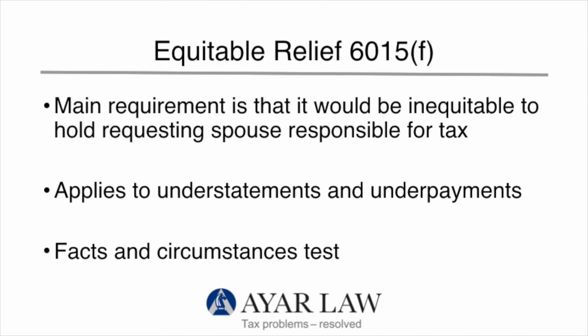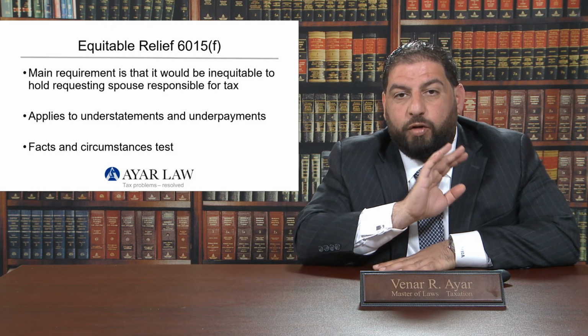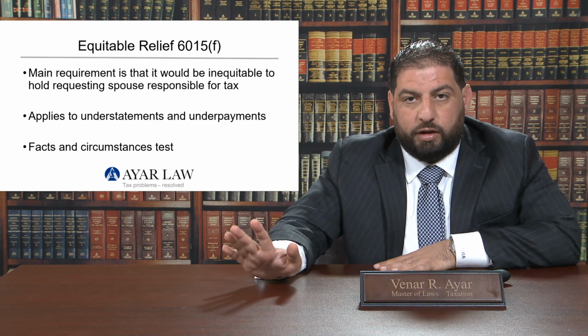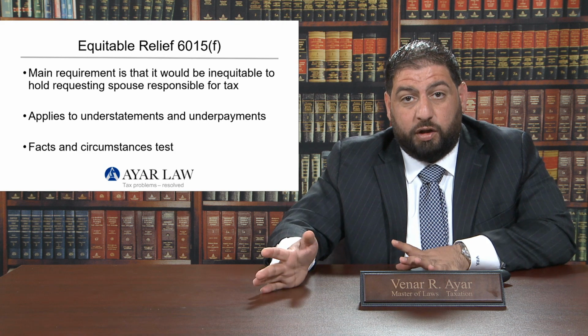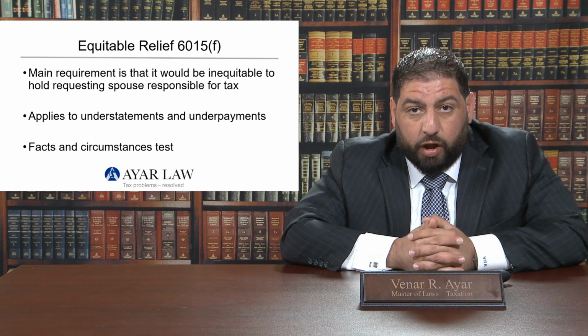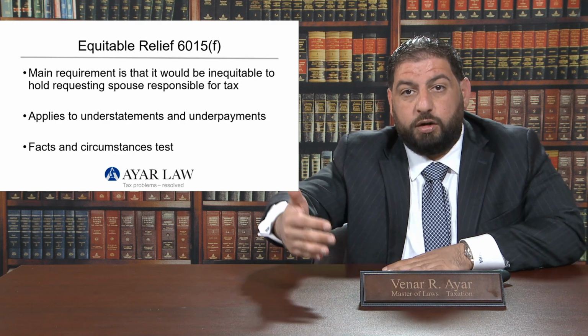So the 3rd and final type of relief that you might ask for under innocent spouse relief is called equitable relief. Now, under equitable relief, the main requirement is just that it would be inequitable to hold the requesting spouse responsible for the tax. That is the underlying theme of all the innocent spouse cases. If I had to sum up innocent spouse in one sentence, I would say they'll let you off the hook on a joint return if you could convince them that it would be unfair to do otherwise.